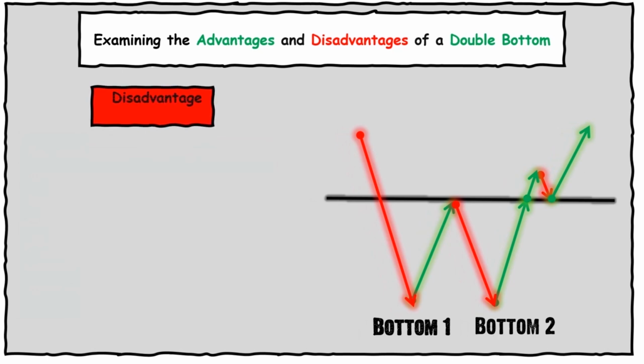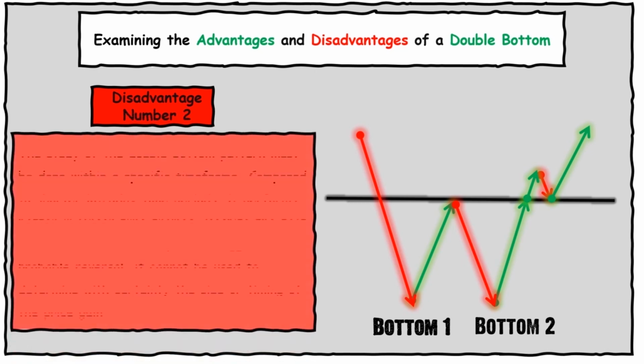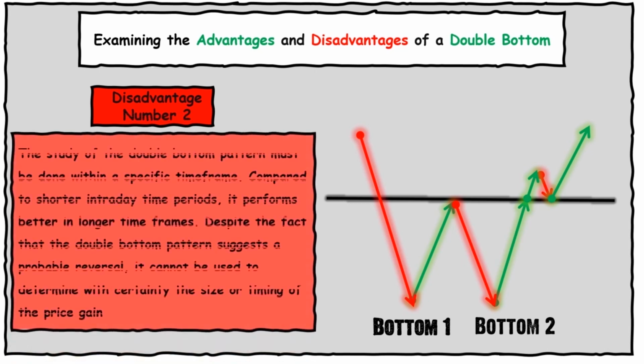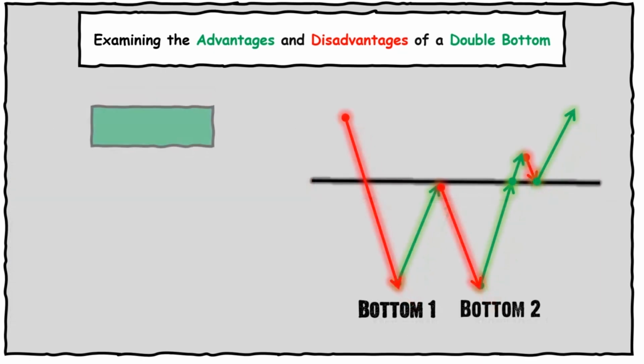Disadvantage number 2. The study of the double bottom pattern must be done within a specific time frame. Compared to shorter intraday time periods, it performs better in longer time frames. Despite the fact that the double bottom pattern suggests a probable reversal, it cannot be used to determine with certainty the size or timing of the price gain.